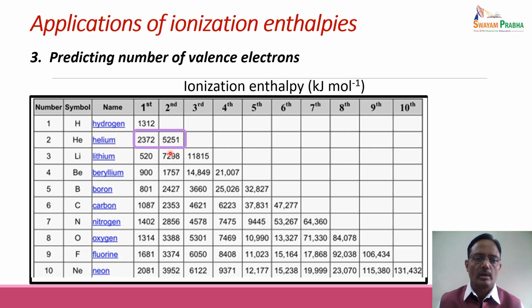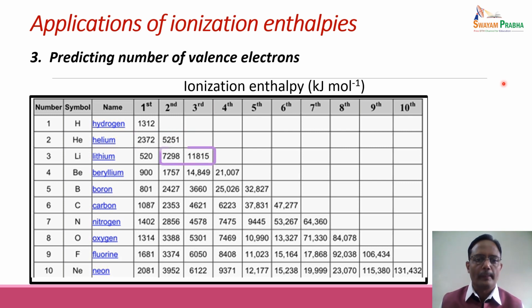This is clear from these values that after losing one electron, now the second electron has to go from the inner shell, or from the stable electronic configuration. So we can predict the number of electrons in the valence shell: lithium has only one electron in the valence shell, because the second electron is going from the inner shell, leading to a large increase in the ionization enthalpy.